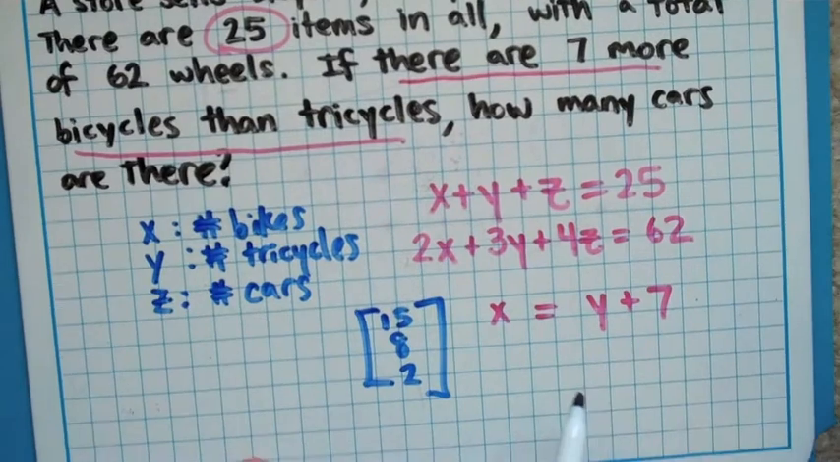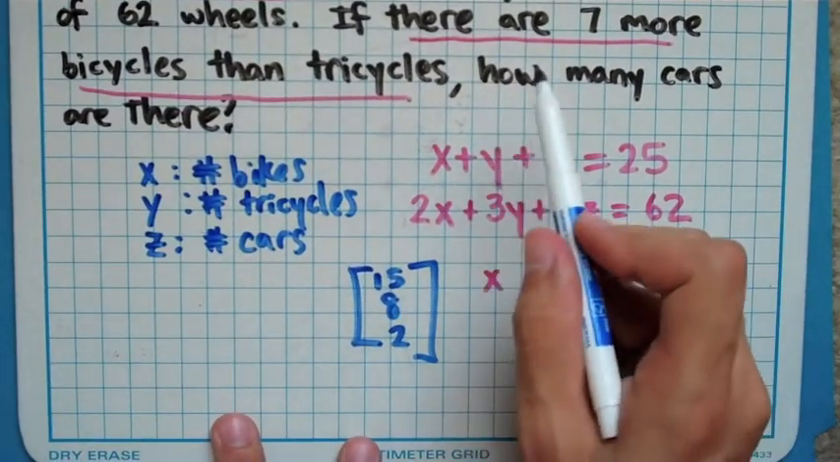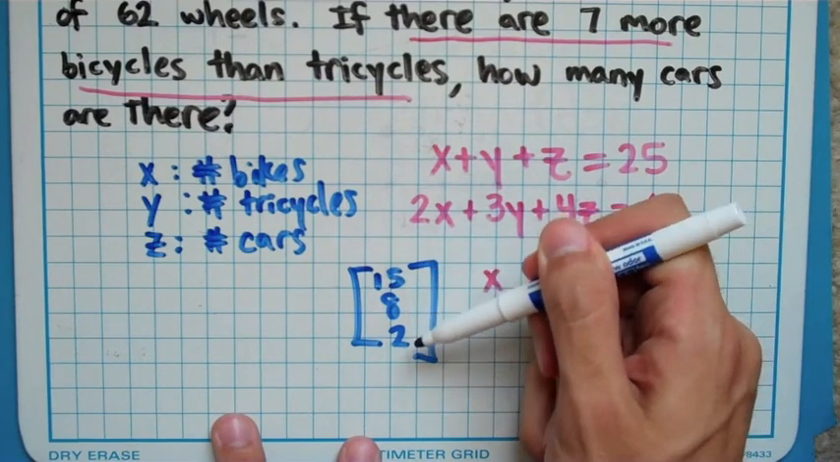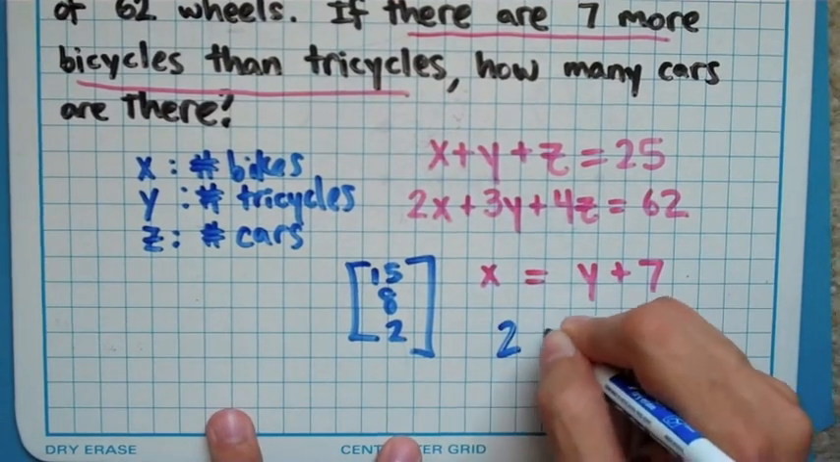This is what the calculator will spit out. So you have to make sure you answer the question they wanted. They asked for how many cars. There's x for bicycles, tricycles, cars are right here. There are going to be 2 cars.